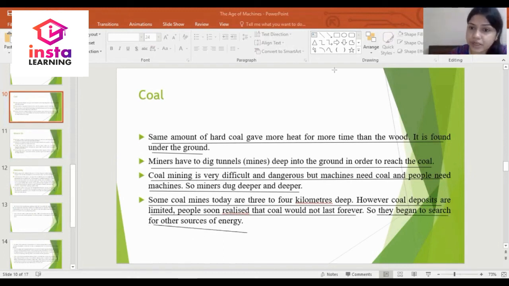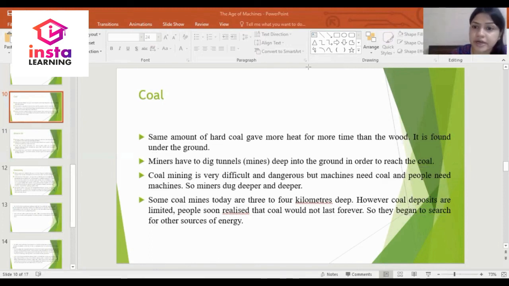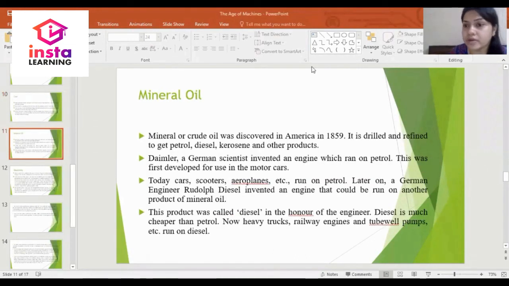So, dear student, let's move ahead and understand the next learning objective of the chapter, that is mineral oil. As you all know, mineral or crude oil was discovered in America in 1859. Dear student, this is again a very important question: when was the mineral oil discovered? So the answer is, in 1859 the mineral oil was discovered.